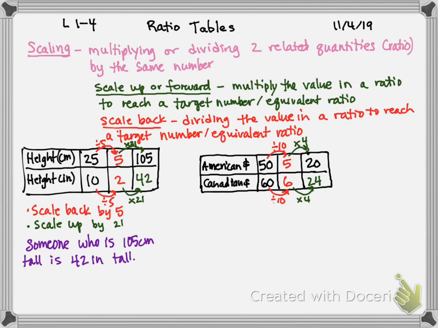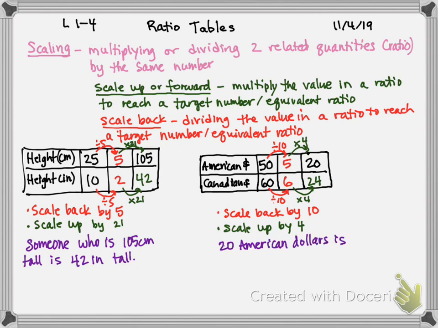So again, step by step, I scale back by 10, and then I scale up by 4, and I get 20 American dollars is the same as 24 Canadian dollars.